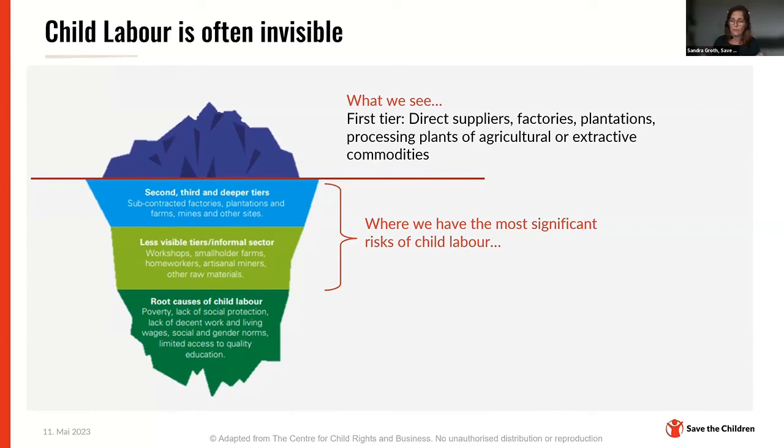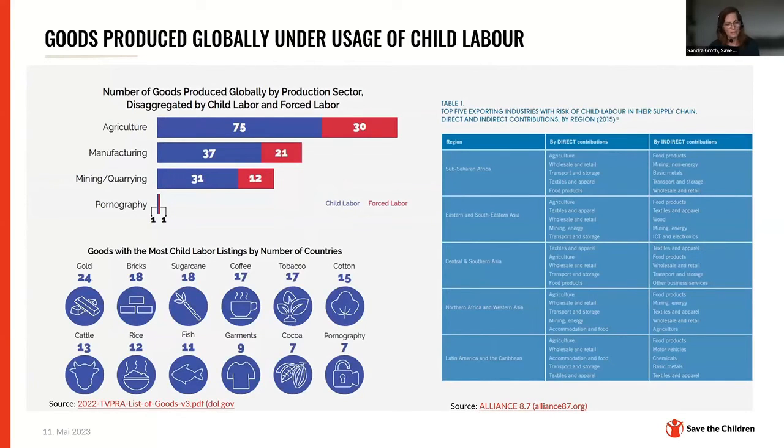Policies have been drafted, codes of conduct, monitoring and auditing schemes have been set up, capacity building and training, and still child labor remains a challenge, especially if we have complex supply chains and sourcing from areas with significant informal economies. There are some examples provided by the US Department of Labor for commodities and crops that are harvested or cultivated under the usage of child labor.